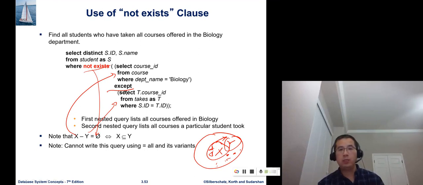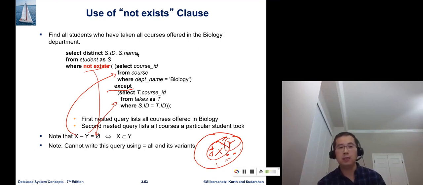This is just because we want to output those students. Okay, so let's look at the outer query. We want to output the student's information. So we want the student ID and the student's name. So distinct this tuple, SID and SName.